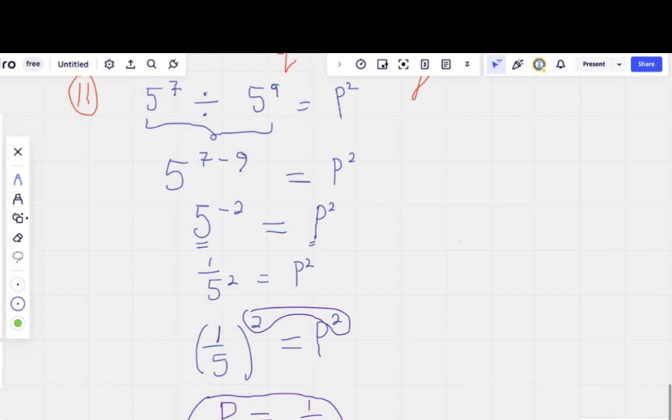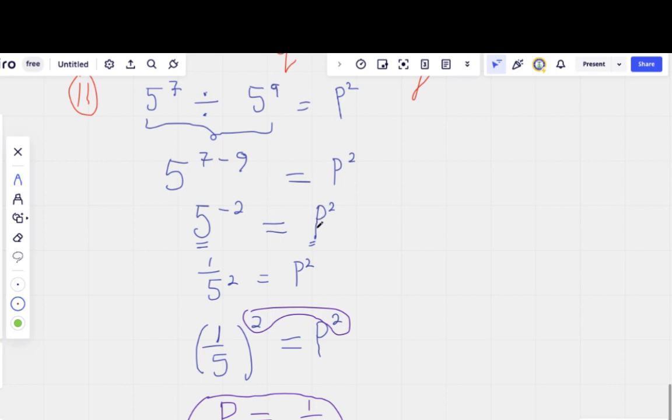Wait, why is p not 2 then? Is it not because they don't have the same bases? Why is p not 2, right? Yeah. Okay. p is not 2 because the powers are not exactly the same here. No, p cannot be 2. You know why?